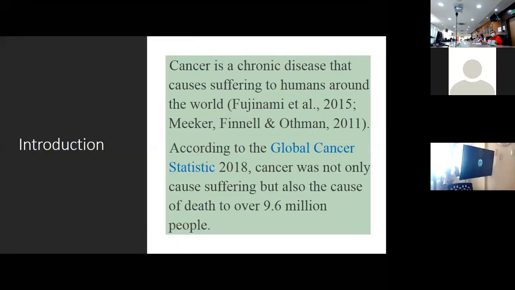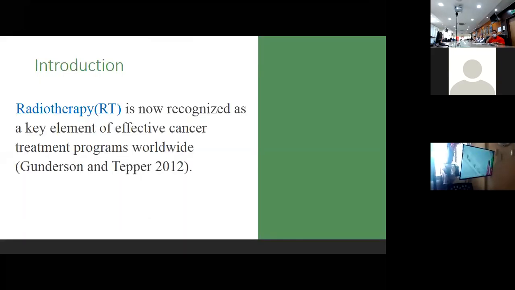Okay, introduction. Cancer is a chronic disease that causes suffering to human around the world. Yang ni saya ambil daripada Fujinami 2015. Dan juga according to Global Cancer Statistics 2018, cancer menunjukkan bukan sahaja menyebabkan suffering, tapi death yang tinggi iaitu sebanyak 9 million people. Okay, radiotherapy is now recognized as a key element of effective cancer treatment program worldwide, which is research yang dijalankan oleh Gunderson and Pepper 2012.